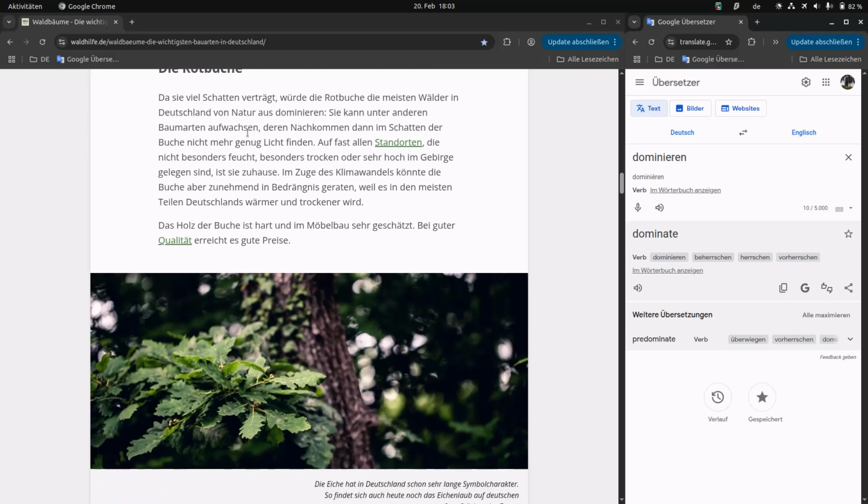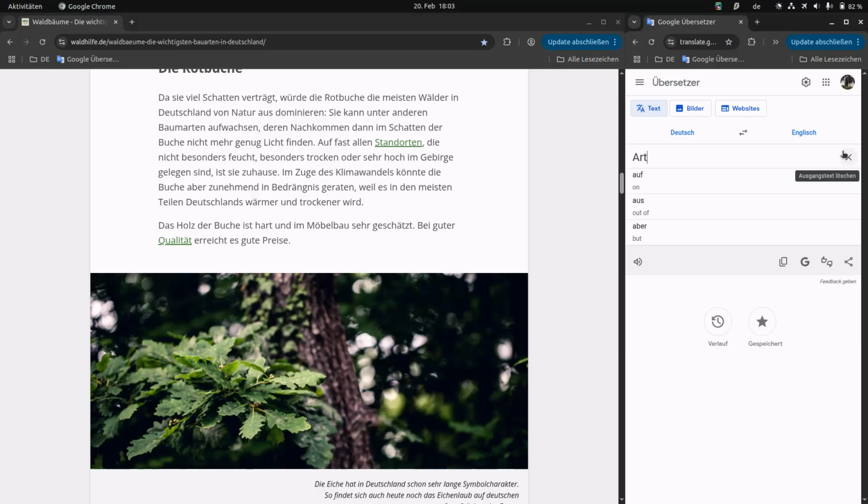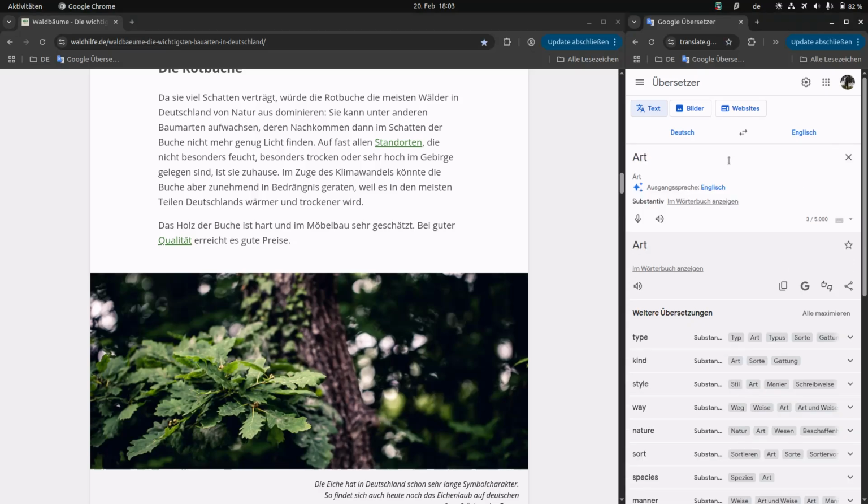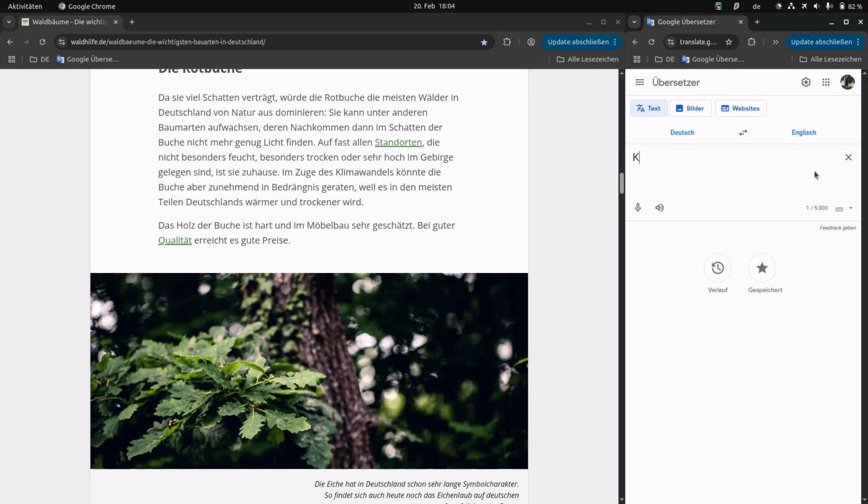Sie kann unter anderen Baumarten aufwachsen, deren Nachkommen dann im Schatten der Buche nicht mehr genug Licht finden. Sie kann, she can, unter anderen, under, can also mean among, but in this case it's unter means under, I believe. Anderen, other, Baumarten, Baum, tree, Arten, derives from the word art, of course, which means not art in terms of Kunst, which means art, but art in terms of type, of course. So, Baumarten, tree types.